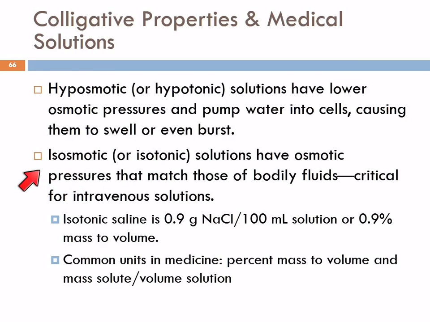Those have osmotic pressures that match those of bodily fluids, and that's really, really important for intravenous solutions. So what's known as isotonic saline is 0.9% or 0.9 grams sodium chloride per 100 milliliters of solution. That matches the osmotic pressure of the cells. A common unit used in medicine is percent mass to volume, so mass of solute to volume of solution.